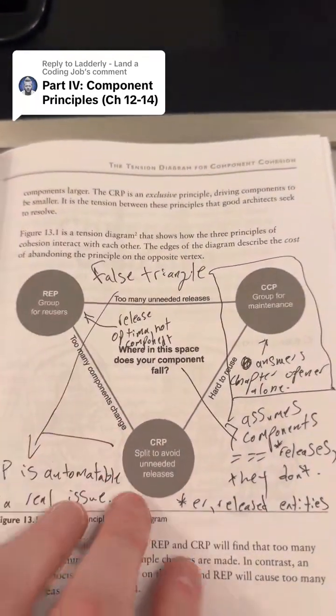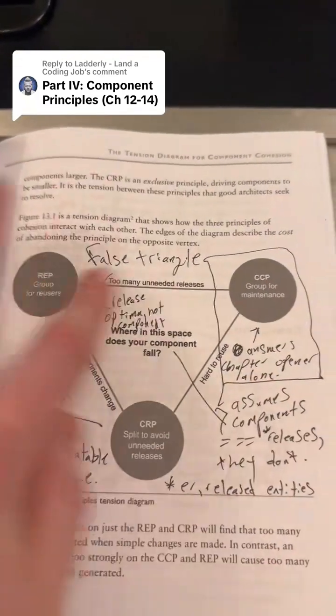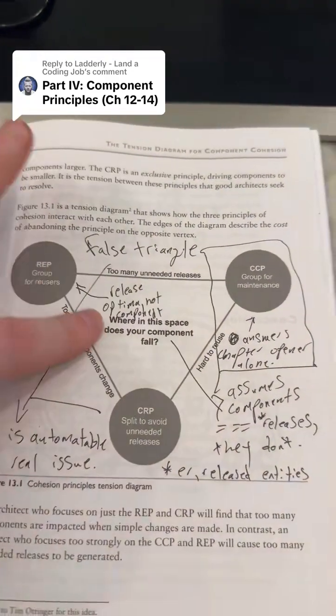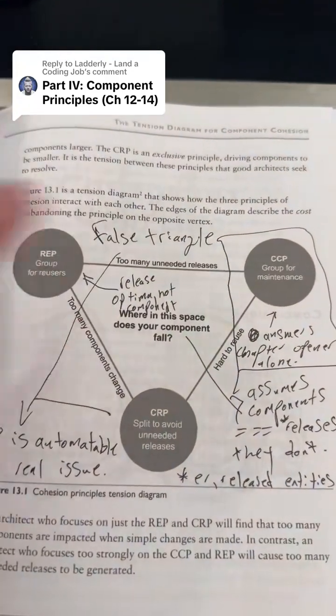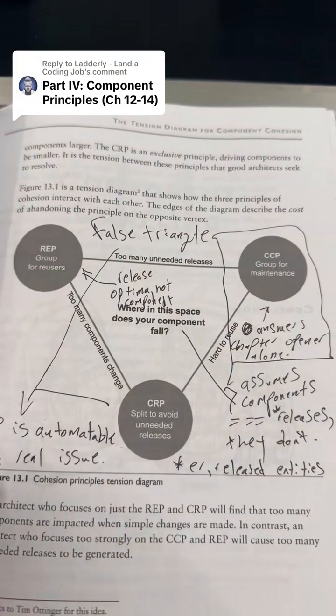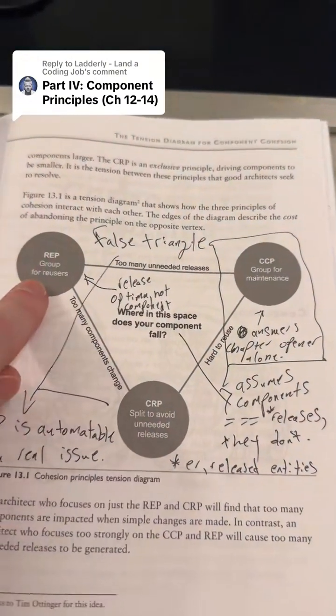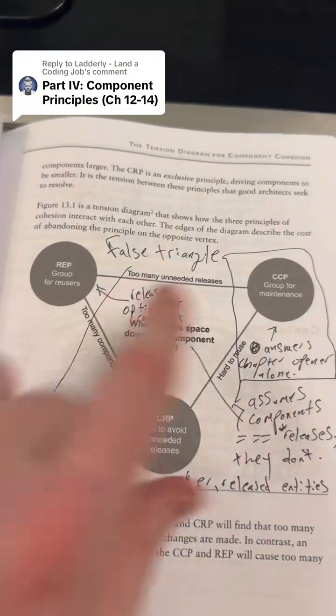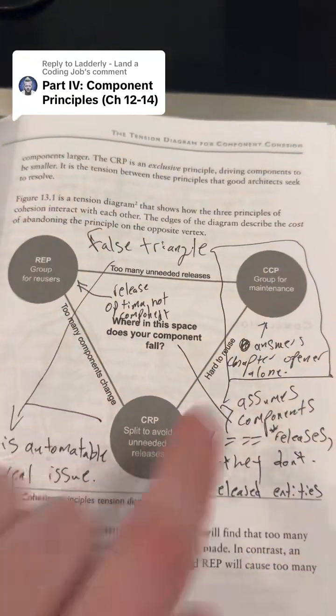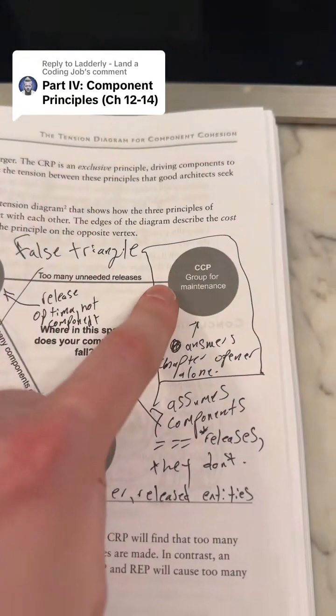And now we get to this tension diagram. So he's going to say that there are these three principles and they're at tension with one another, and you basically use empirical data to find your location here. I'm going to say this is solved by tooling. This is a release concern. So the solution to the triangle is to decouple the triangle. And the true organization is just the CCP.